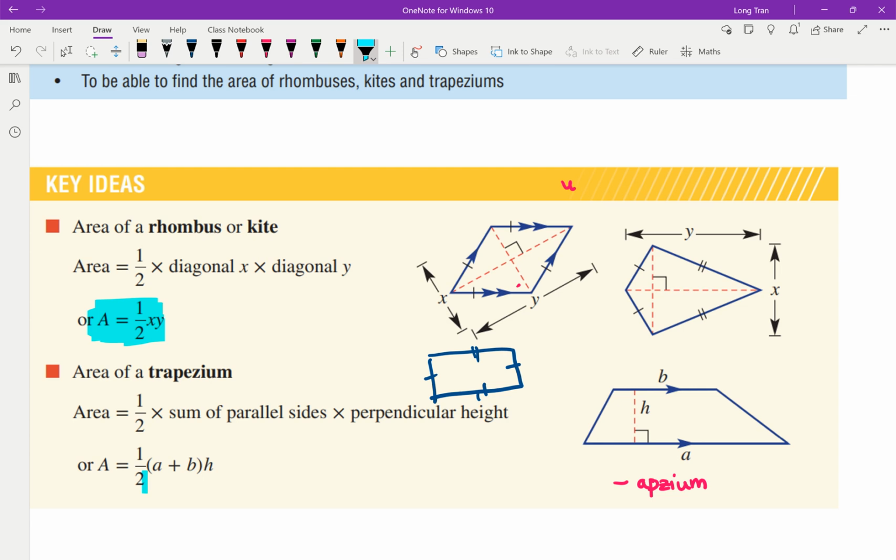And this is the area for a kite or a rhombus. Okay, so I want you to copy the shape down for a rhombus and a kite, and then we're going to start applying it. Then I'll talk about the logic of why this one works, why it works for both a kite and a rhombus. Okay, please copy that down.